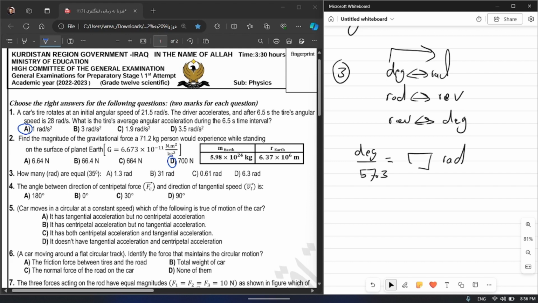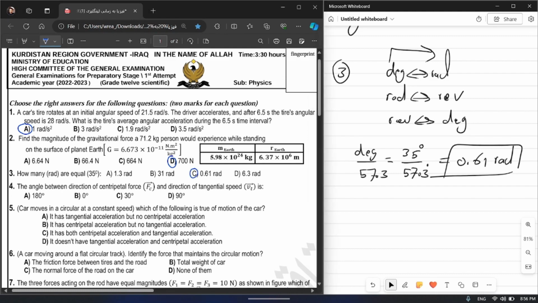If it was the other way around, we could just multiply. But since we're converting degrees to radian, we're just going to divide the 35, because that is what we have, by 57.3. The answer that we are going to get is 0.61 radian. You may use your calculator. So the answer is 0.61, and that is option C.